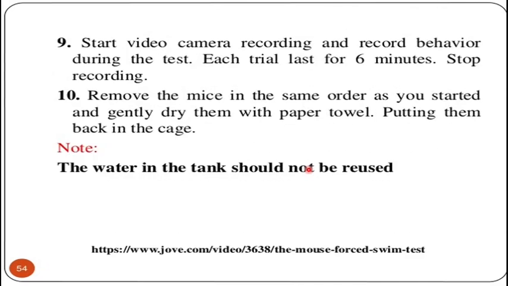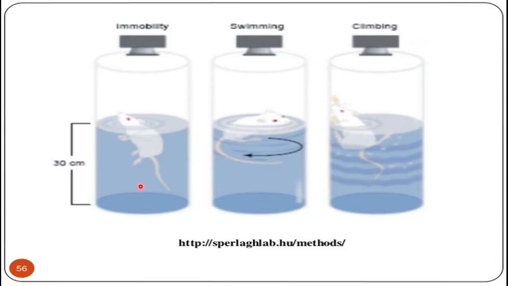What we do in this test is take a cylinder and fill it with water, and we place an animal in this cylinder, and the animal will start to swim. During the swimming, there are some episodes in which the animal remains immobile. That immobility is measured as the depressive-like behavior in the animal. In other words, the more the animal remains immobile, the more the animal has a negative mood or depressive-like behavior.